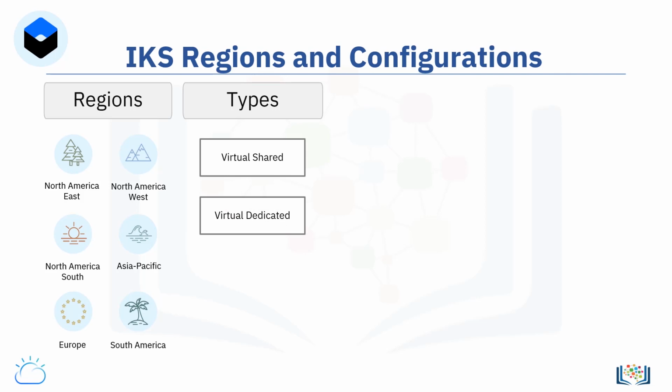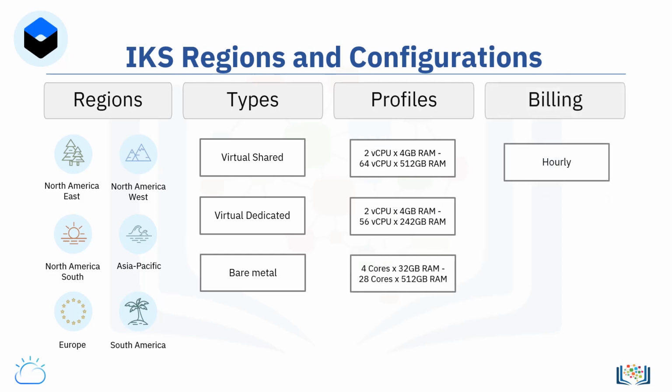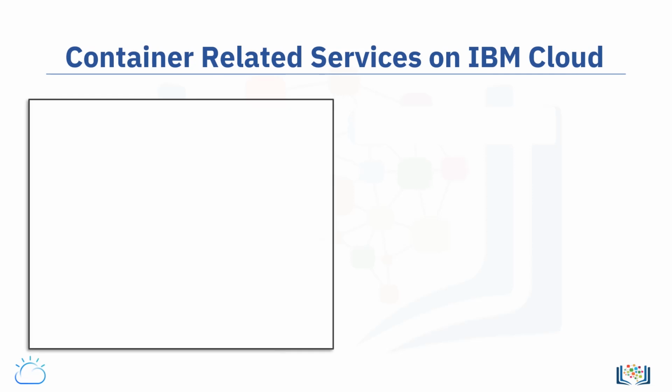And lastly, you can provision your Kubernetes cluster on bare metal. Each type of deployment has multiple profiles, ranging from 2 vCPU to 512 gigabytes of RAM. The billing is hourly, monthly, or at the time of this recording, there's even a free option. There are two other services worth mentioning when talking about IBM Cloud's Kubernetes service. The first is the container registry.